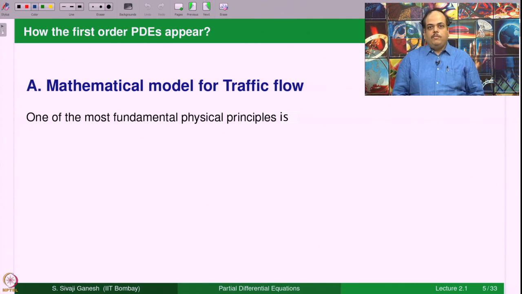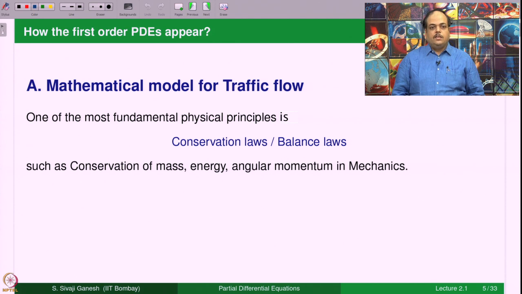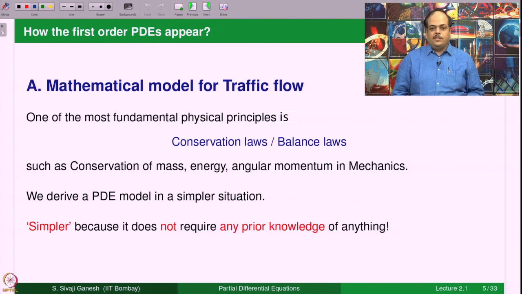So, in this model we are going to have two main ingredients, we will briefly introduce them. One of the most fundamental physical principles is what are called conservation laws or balance laws, and one encounters them already in a course on mechanics, where we would have seen conservation of mass, energy and angular momentum. So, we are going to derive a PDE model in a simpler situation. We call it simpler because no a priori knowledge of anything is needed, including physics. As I told you, we are not going to do really a physical model, it is going to actually model the traffic flow, which can be easily understood.